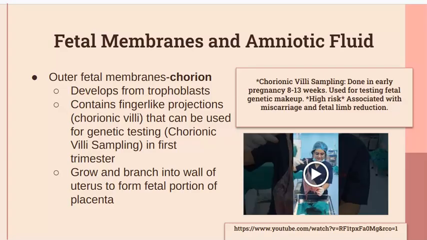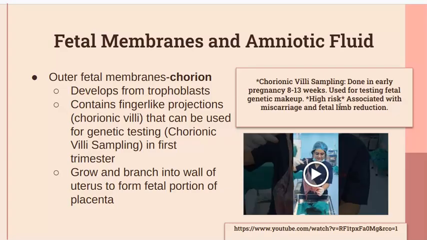So, fetal membranes and amniotic fluid. This video is very helpful in visualizing the fetal membranes. There are outer membranes, which are called the chorion. Again, they come from those trophoblast cells. They contain finger-like projections that can be used for genetic testing. This can be done as early as 8 to 13 weeks.